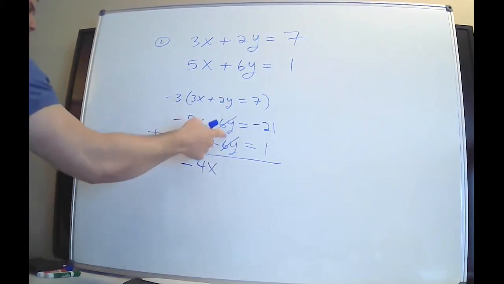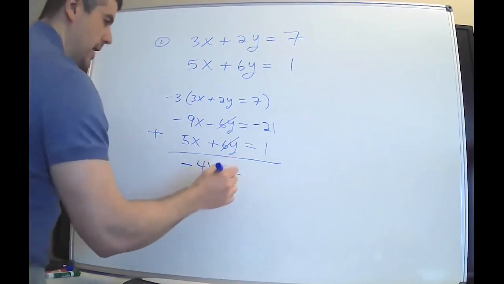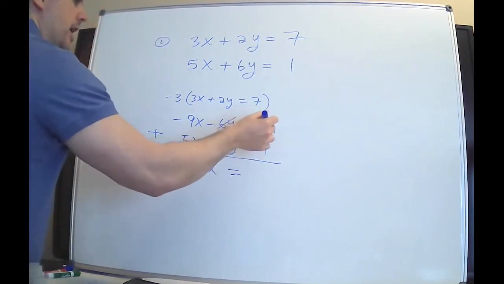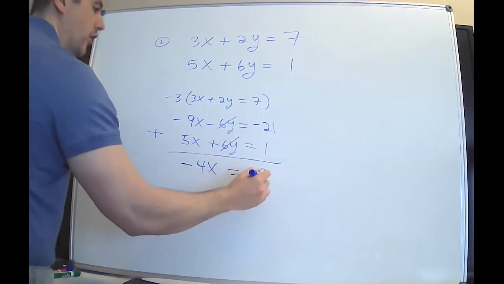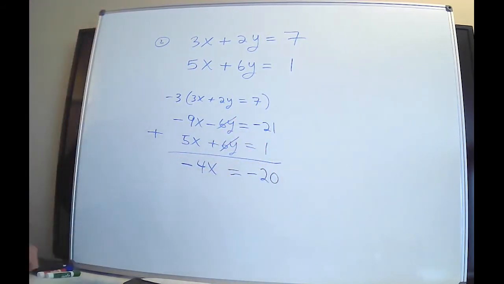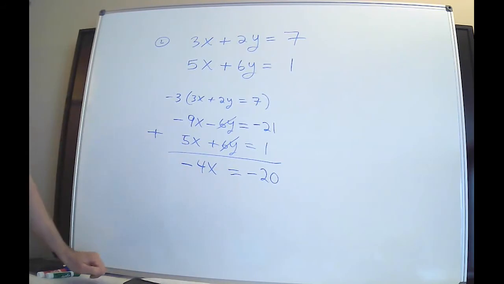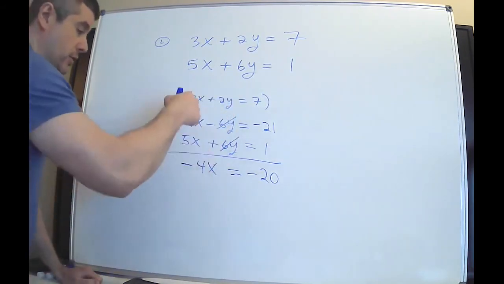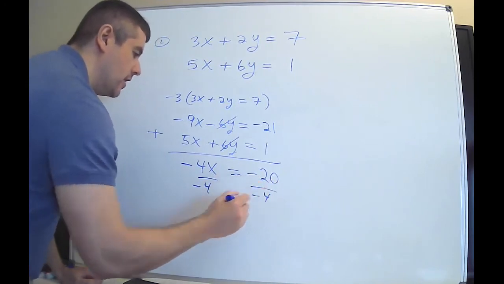-6y, +6y. They cross out. That's the whole point. Equal sign, bigger equal sign. -21 plus 1. If you owe me $21 and you pay me $1, you still owe me 20. This is where you really screw up. If you put a +4 here, you're going to end up with a -5 for x, and then it's going to give you the wrong thing when you try to figure out what y is equal to. So you have to be super careful with your signs here.